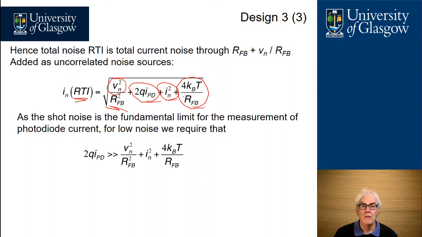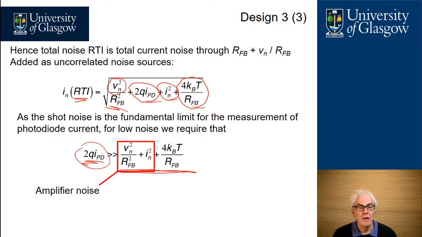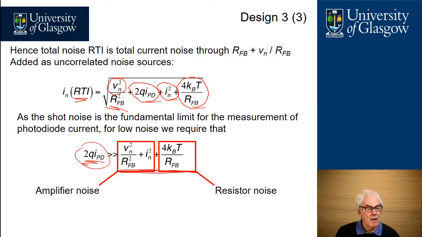Because we're trying to measure the signal IPD, the current through the photodiode, the lower limit of that must be defined by the shot noise. In other words, any signal we want to amplify will have to be larger than the shot noise. So we can state that we want the shot noise to be greater, and ideally much greater, than all these other noise contributions into this circuit. These two terms here are from the amplifier. The last term is from the resistor.